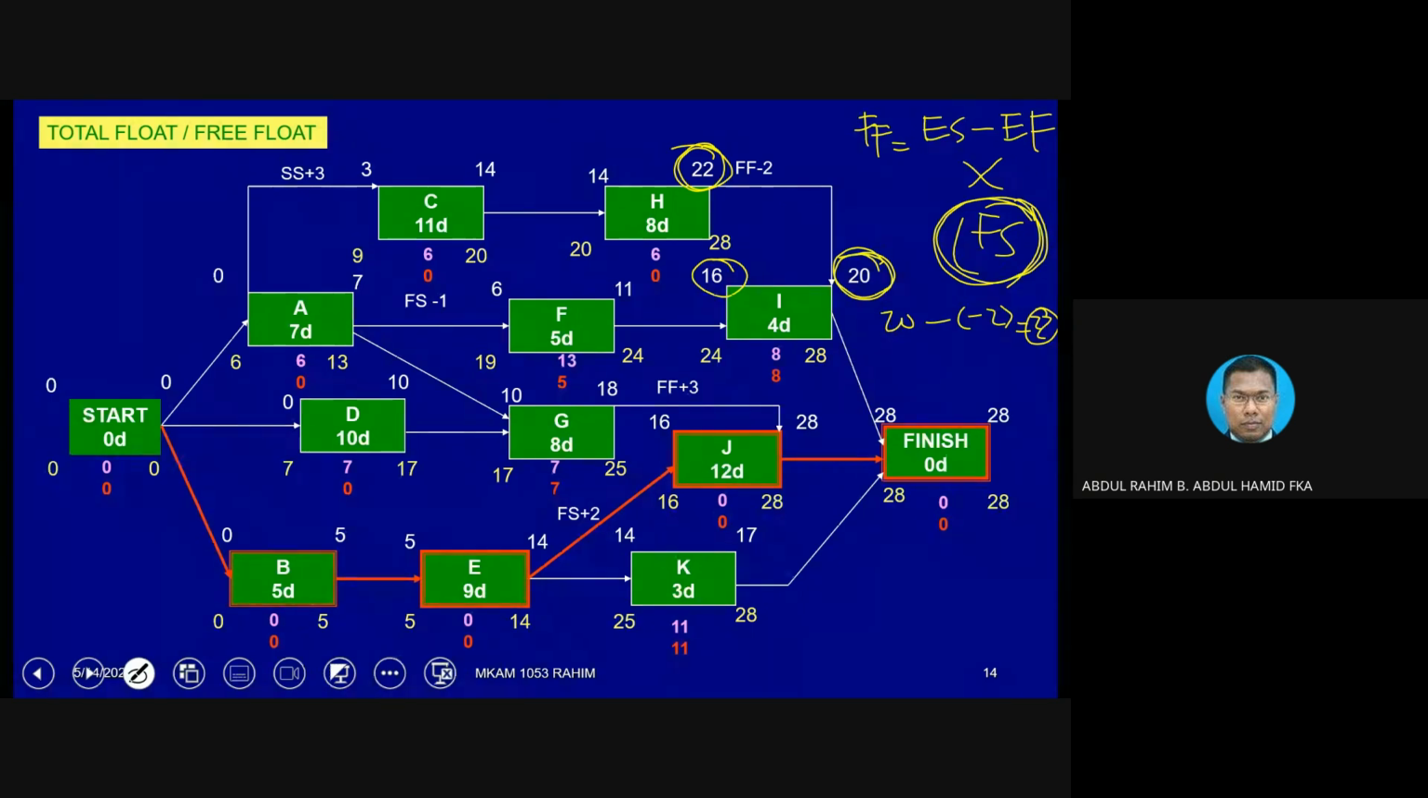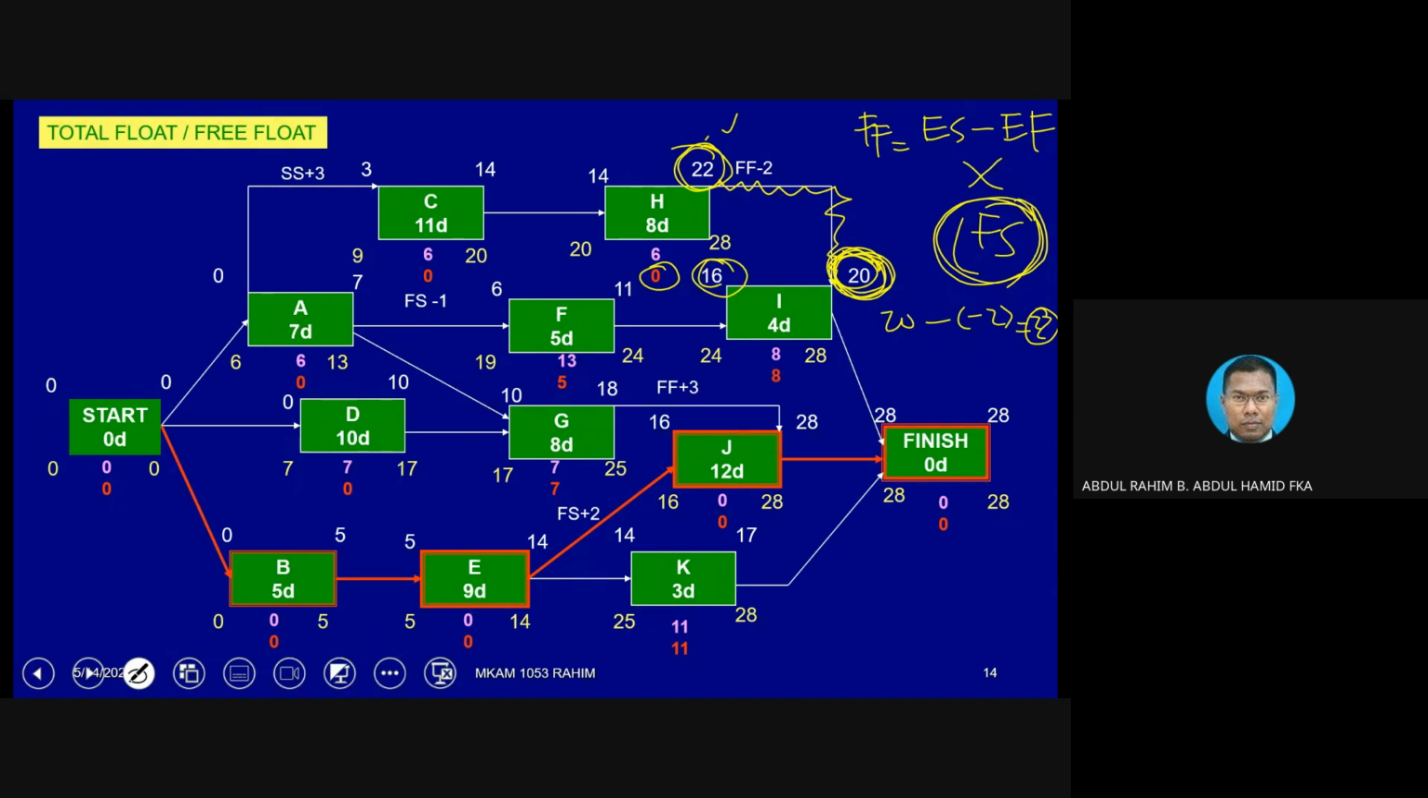22 minus 22, you are going to get a free float of 0. In fact, if you do not want to use this kind of calculation, because it sounds complicated, don't bother about that. When we mention in the fourth pass, where do we get this value from? We get it from this line. Meaning to say, in between this and this, there is no such thing as free time, because whatever value we put here is coming from here. That is the logic.